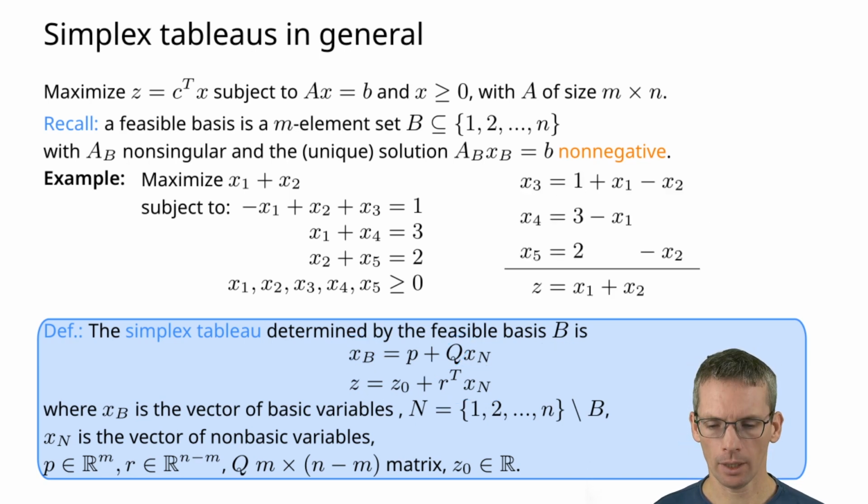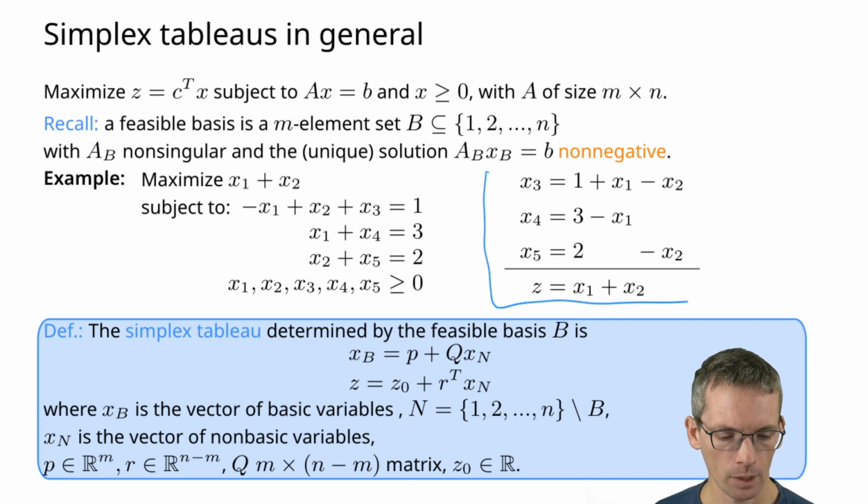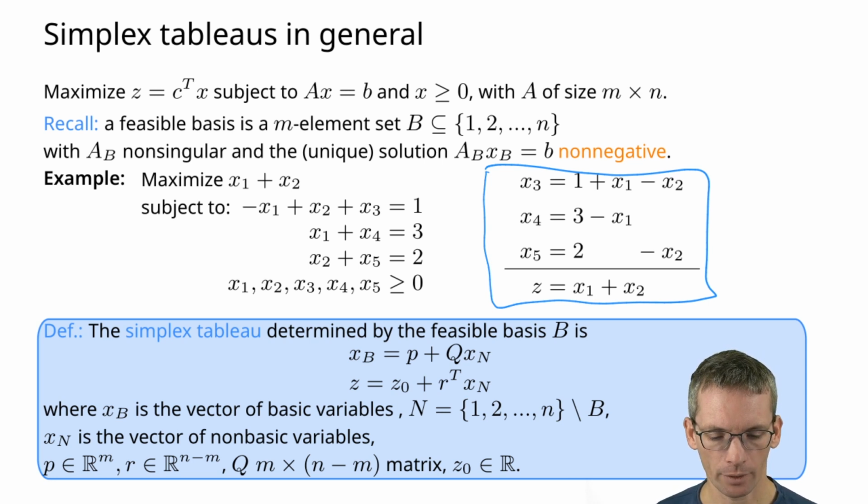Let's take a look at this by example. Here is how a simplex tableau could look, and let's check that this actually matches the description. The vector of x3, x4, x5 is our xB. 1, 3, 2 is p. Then this is Q times xN.